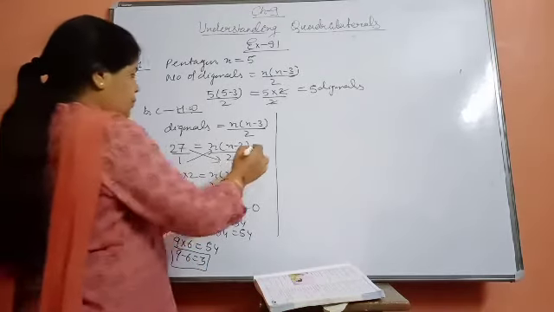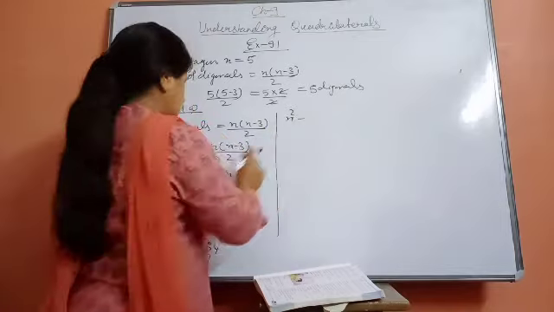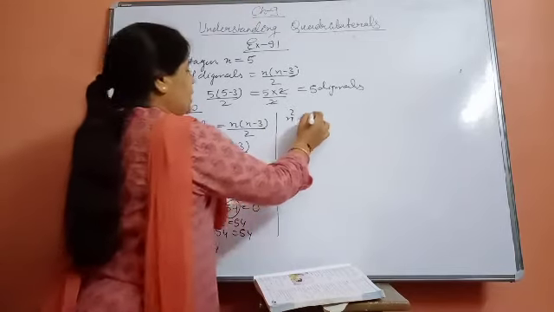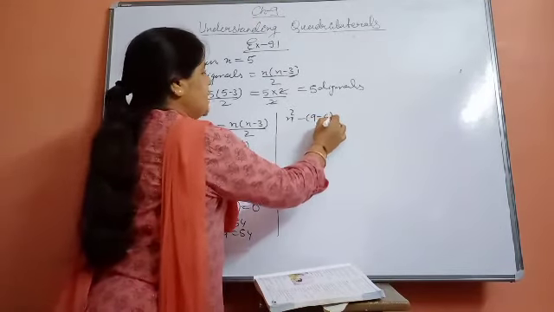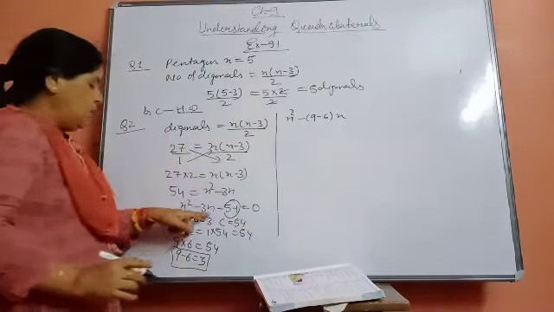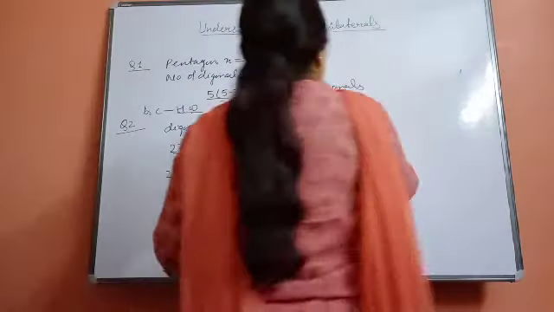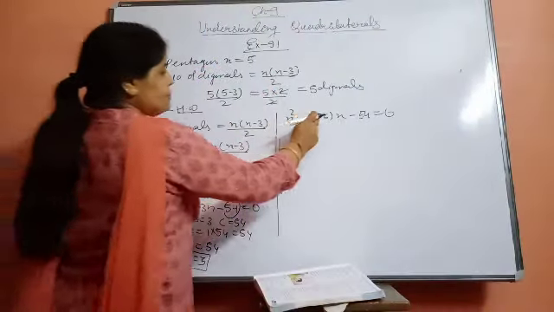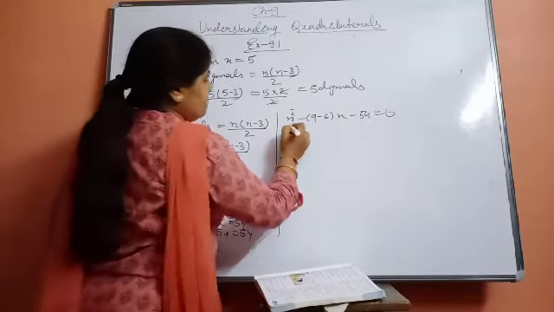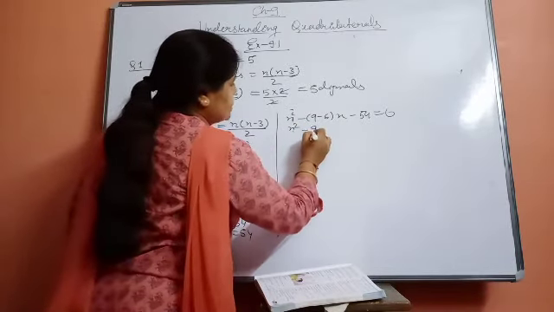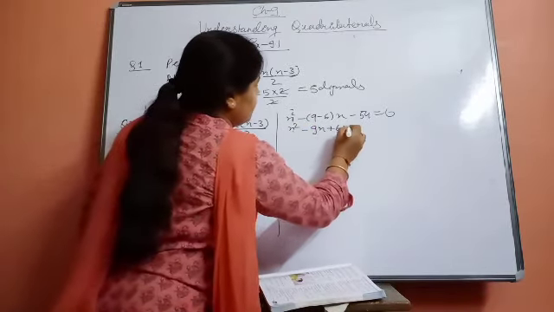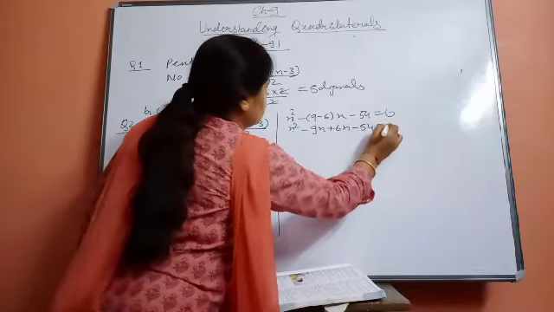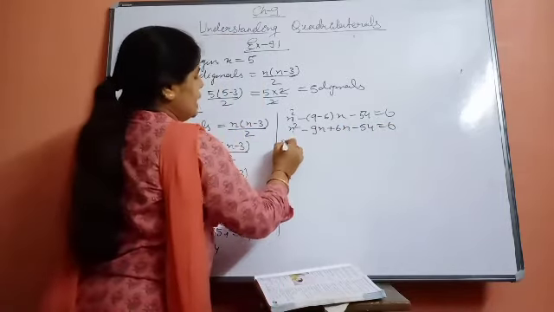So how will you do it? n square minus, for 3n, how will you write it? 9 minus 6 outside the bracket n, minus 54 is equal to 0. Now multiply by this minus sign inside the bracket: n square minus 9n plus 6n minus 54 is equal to 0. Now take n as common.